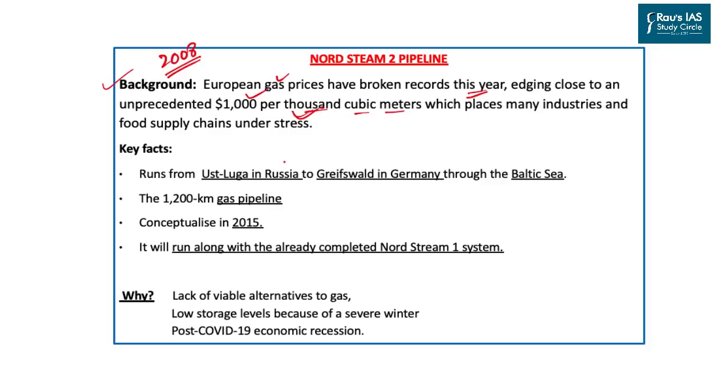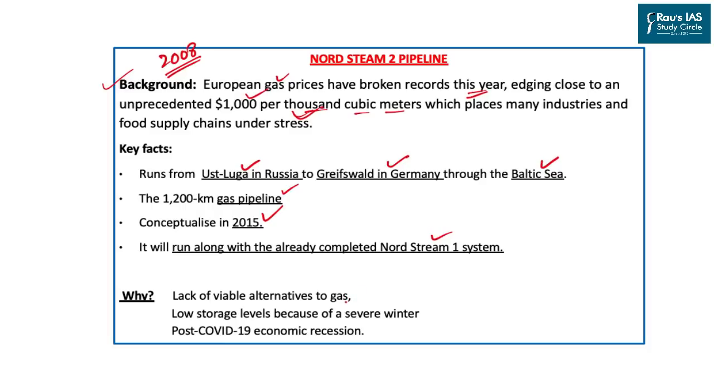Nord Stream 2 will run from Ust-Luga in Russia to Greifswald in Germany, and it will go through the Baltic Sea. So no land gas pipeline will be established. It is a 1200 kilometer gas pipeline and it was basically conceptualized in 2015. However, there were certain issues, which we will discuss very shortly. The first pipeline, Nord Stream 1, is already supplying gas from Russia to the European nations.